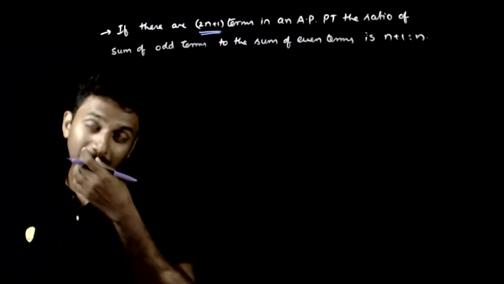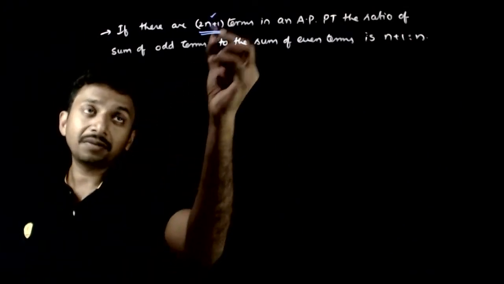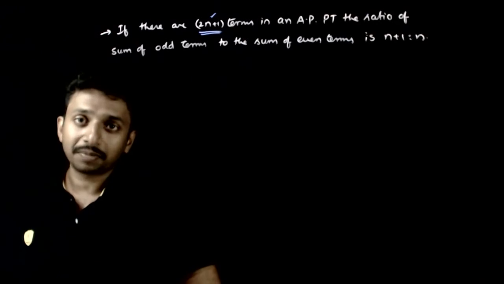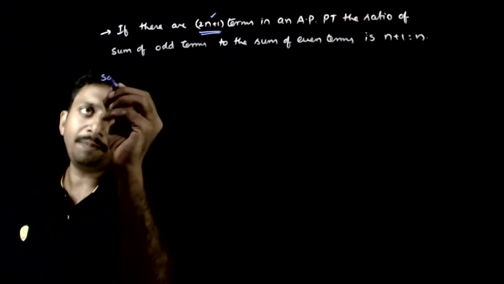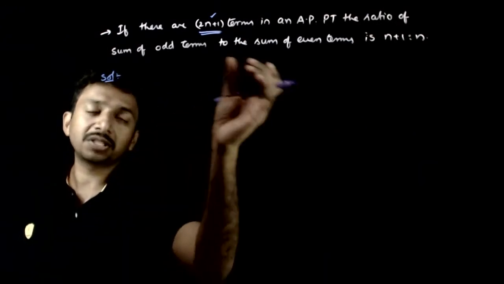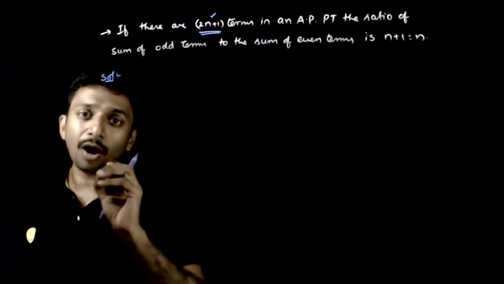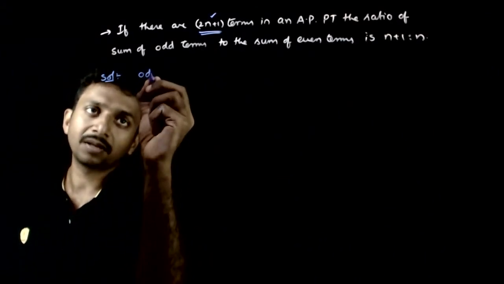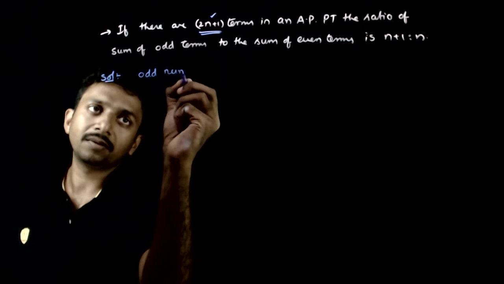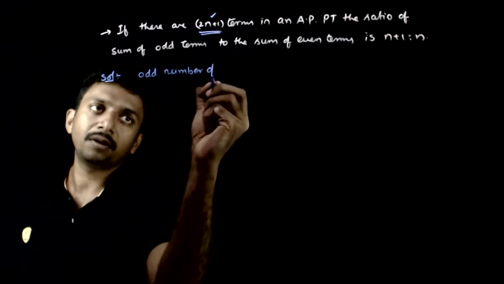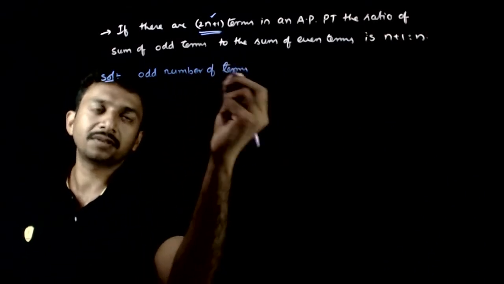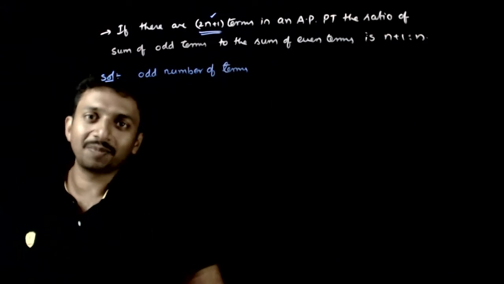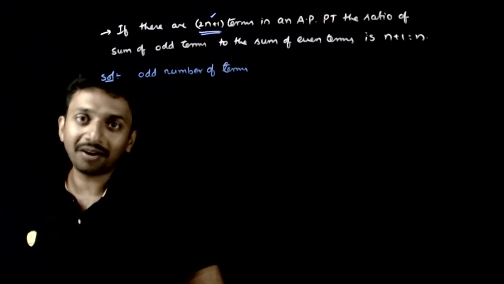Now, the first thing you need to observe is that you have 2n plus 1 terms in this question. So you have an arithmetic progression with 2n plus 1 terms, that is, an odd number of terms, because 2n plus 1 is a representation for an odd number. You have an odd number of terms.